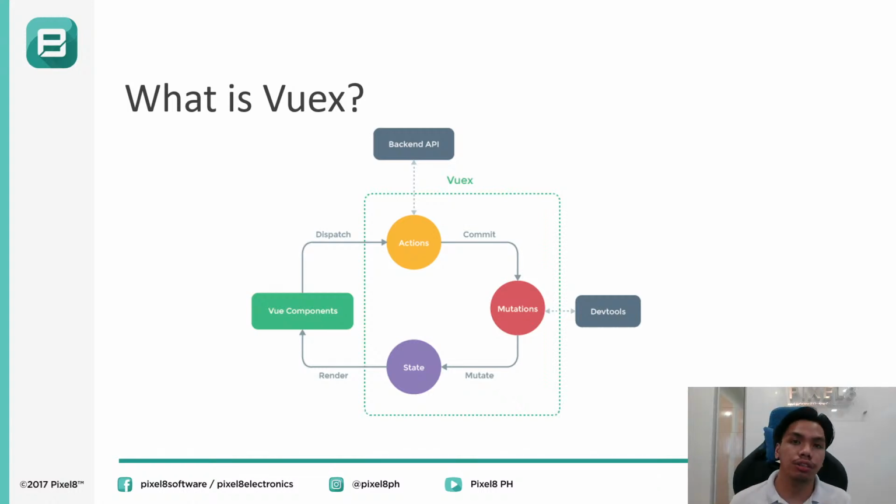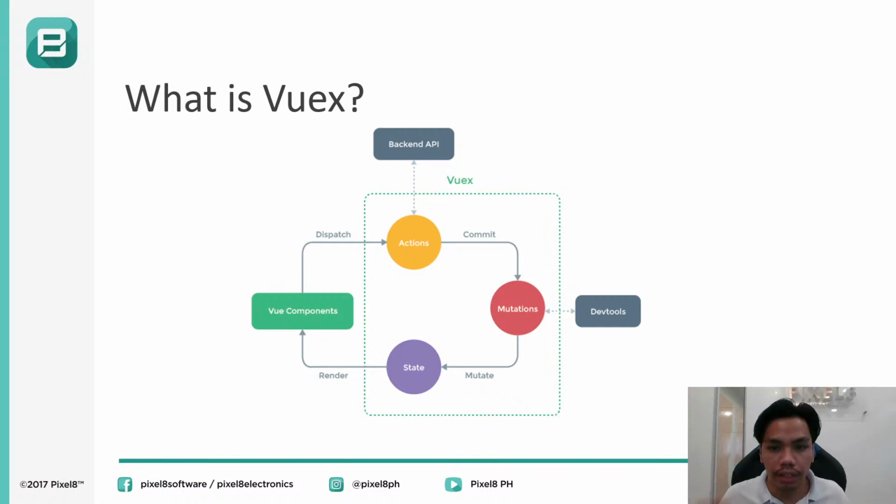Now that action is going to call a specific API, in this case the backend, and then wait for its response. Once that response comes back, the action will then commit a mutation, meaning it will perform a mutation. The mutation itself will mutate the state. You might ask, why is that? There's a key difference between actions and mutations. Mutations are the only way to modify state data, whereas actions can commit multiple mutations.